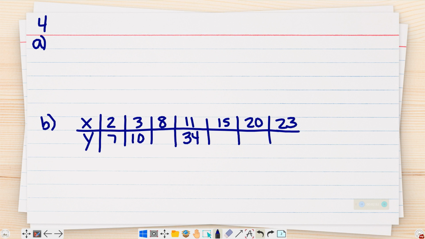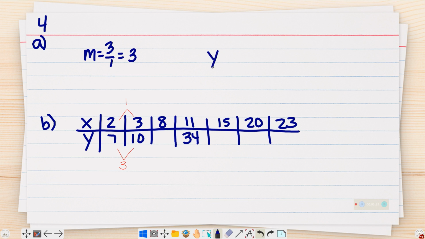Number 4 says a particular linear function has the table of values below. What is the equation that describes the function? We need to start by finding differences in the y values. So from 7 to 10 is a difference of 3, and from 2 to 3 is a difference of 1. That means that our slope is going to be 3 divided by 1, which is 3.